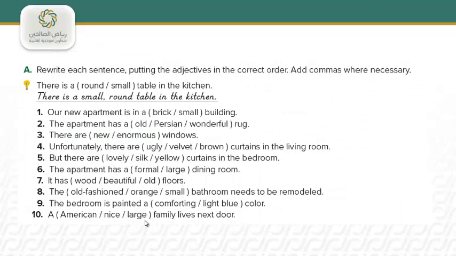Let's have this exercise together. Rewrite each sentence putting the adjectives in the correct order. Add commas where necessary. Of course, between an adjective and another there is a comma, except for the last one. Okay? There is a round small table in a kitchen. Is everything okay? No. We should make the word small, which is an adjective for size, precede that adjective for shape, round. So there is a small round table in a kitchen.